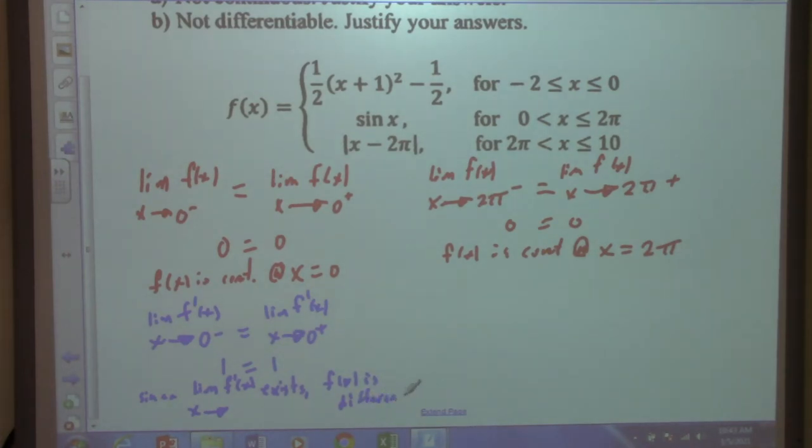Now, what did you get for the next one? Did you find differentiability for the next one? Okay, just take a minute and do that one.